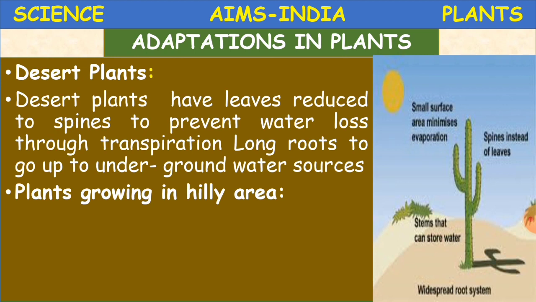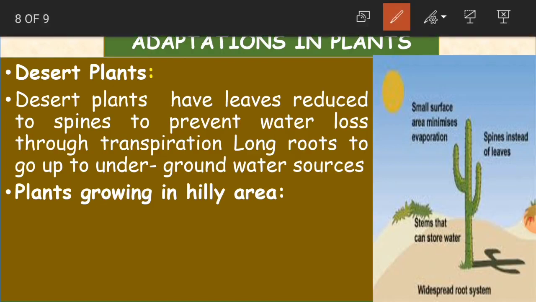How are they? So desert plants have leaves reduced to spines to prevent water loss through transpiration. So how are desert plants, children? These plants have leaves. How are their leaves? Their leaves are reduced to spines. How are their leaves, children? They are like spines, like thorns. They do not have green, broad, flat leaves as our terrestrial plants have.